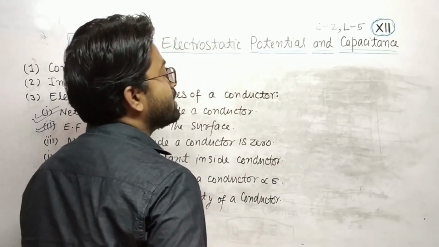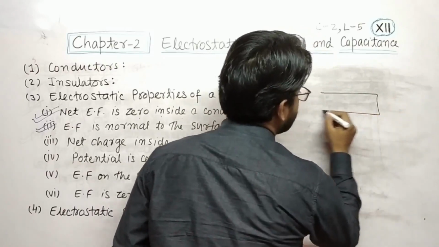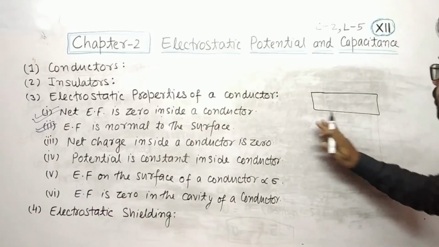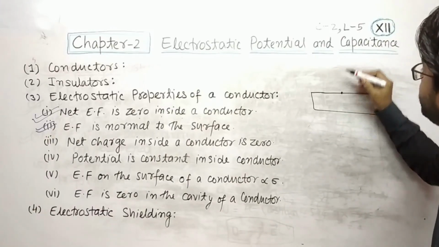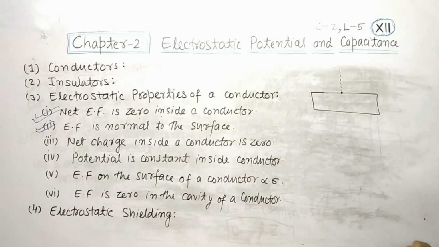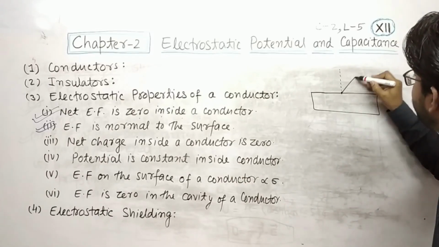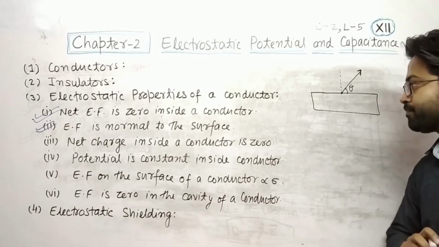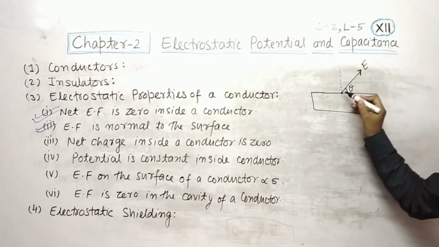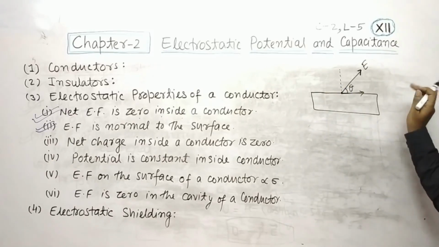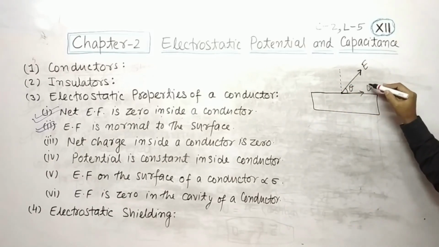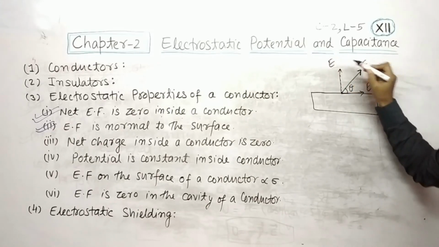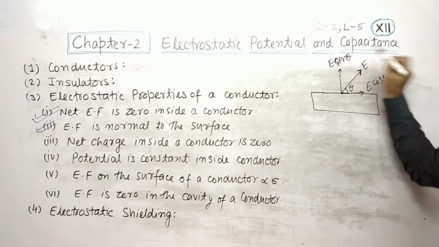Let us suppose there is a conductor. We suppose that the electric field is not normal, but tangential, making some angle with the surface. That means there will be a component along the surface, E cos theta, and a perpendicular component, E sin theta.